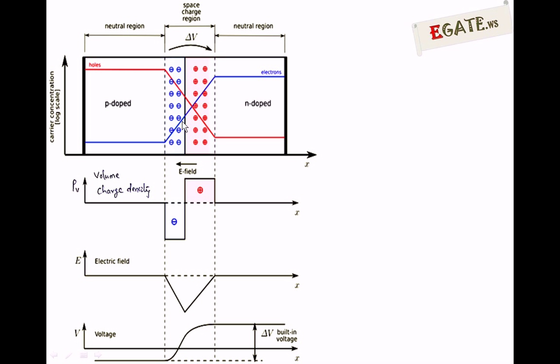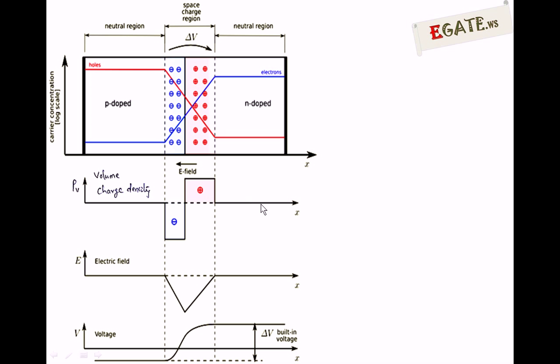For this, how the charge is distributed is indicated with rho v. Rho v is the volume charge density, and since the N side has positive ions, rho v is positive there, and for the P side with negative ions, rho v is negative. Volume charge density is how the ions in the depletion region are distributed. This is an example of the abrupt PN junction.